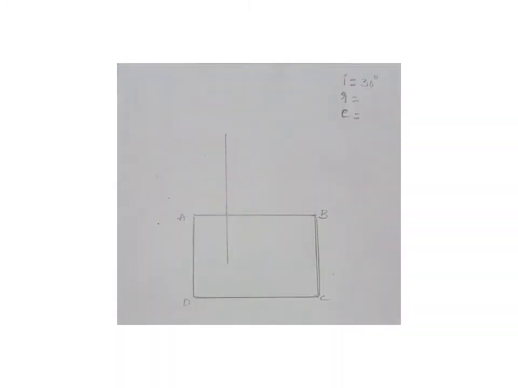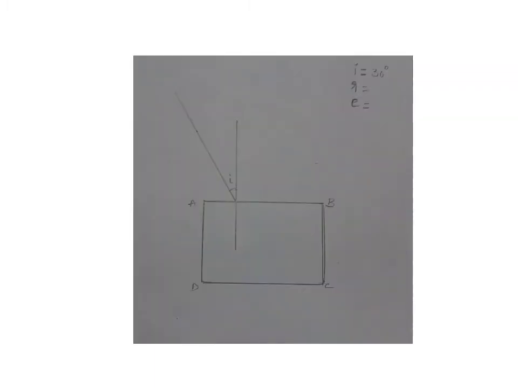After completing the boundary and the vertices, on the length AB, draw a perpendicular. This perpendicular is nothing but the normal, so take that as the normal and make angle I 30, that is your incident ray. So we know what the angle of incidence is: the angle between the normal and the incident ray is the angle of incidence. So using a protractor, make 30 degrees. So that is what I have shown here.